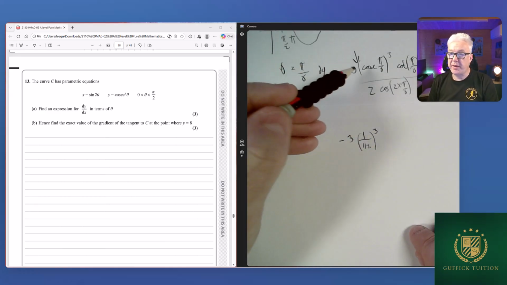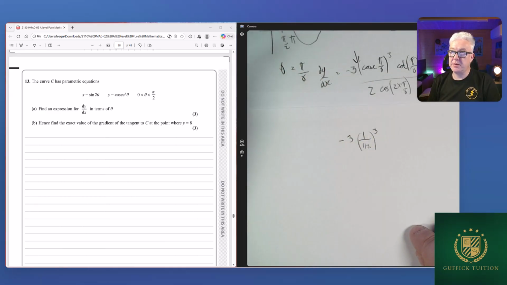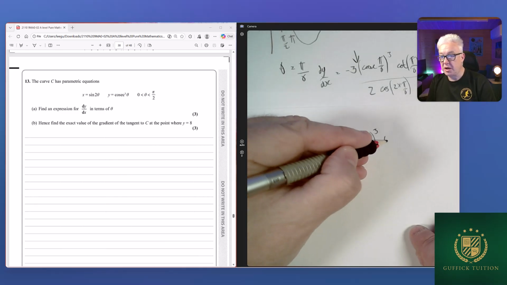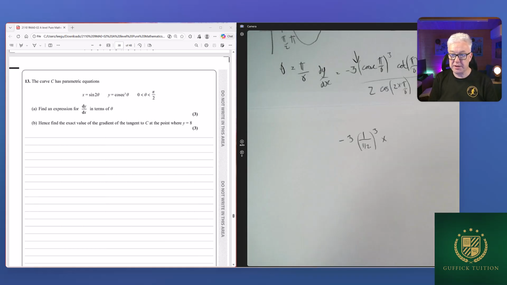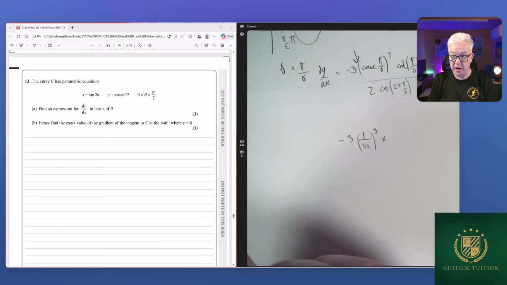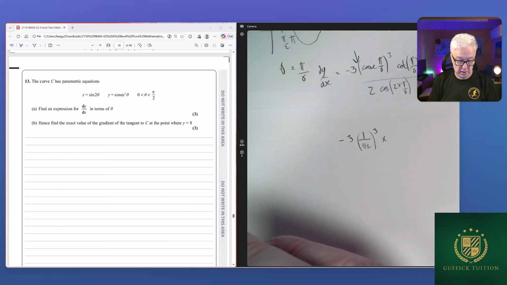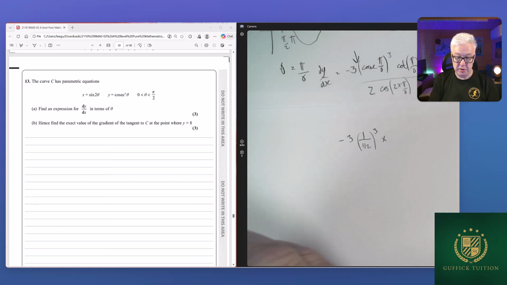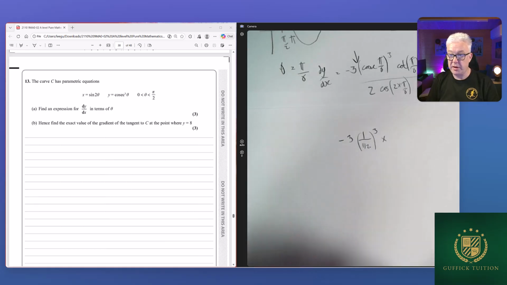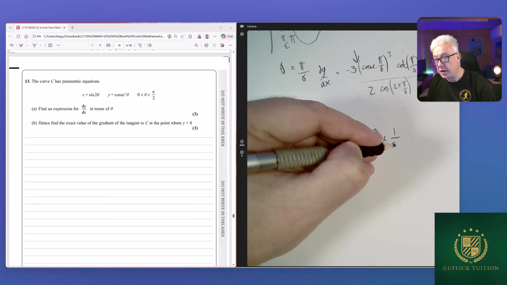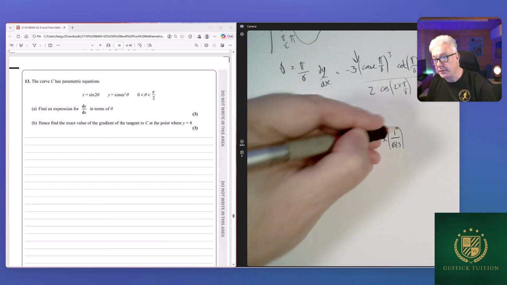So let's just think about that again. Cosec pi over 6 is the same as 1 over sine of pi over 6, and sine of pi over 6 is a half, so it's 1 over a half cubed, times by cot of pi over 6, and cotangent of pi over 6 is 1 over tan of pi over 6, and tan of pi over 6 is equal to root 3 over 3.